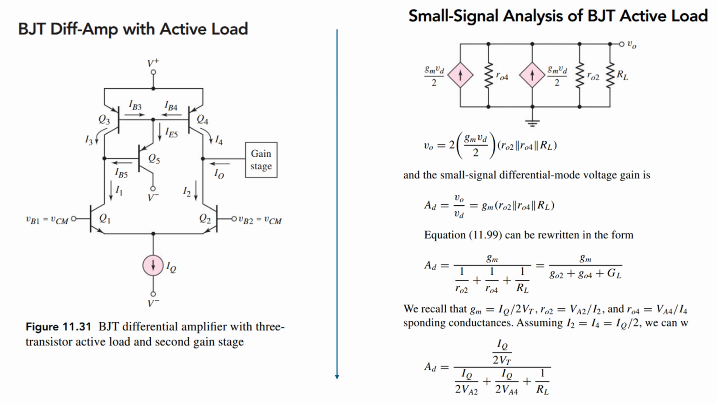So now let's talk about the differential amplifier with active load. Just check the circuit here. It contains the active load, which means some more transistors are here. We are connecting the BJT transistors.